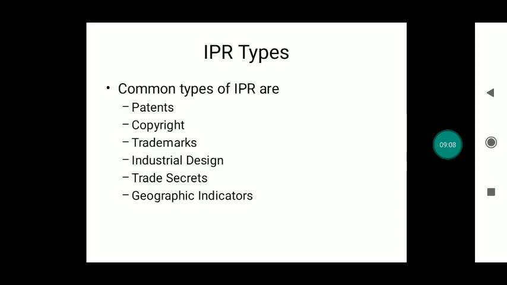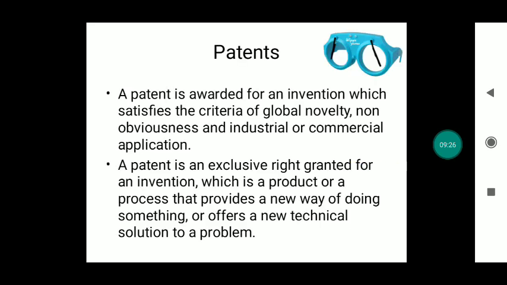And the common types of intellectual property rights are patents, copyrights, trademarks, industrial design, trade secrets, and geographical indicators. So let us see what are the different characteristics of all these IPR types. So as you know, patents are the things which are published by the inventor. That is, patents are awarded for innovation which satisfies the criteria of global novelty, non-obviousness, and industrial or commercial application.